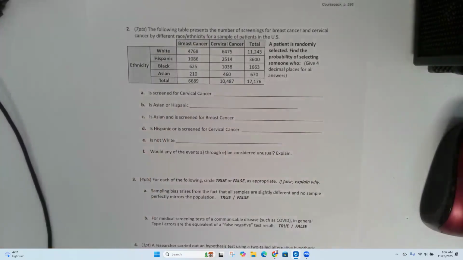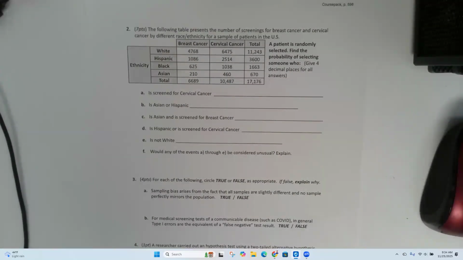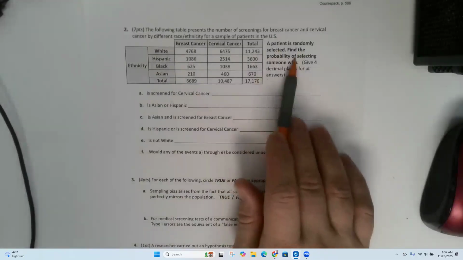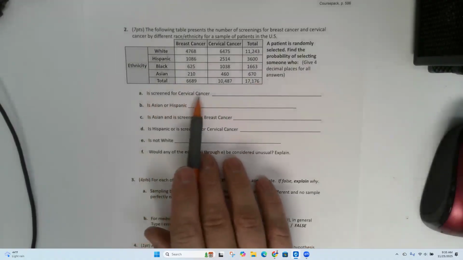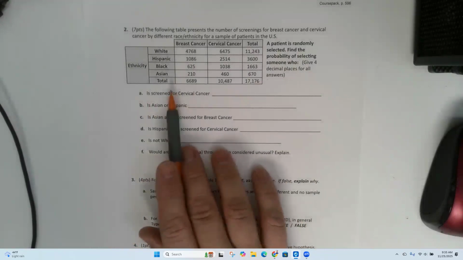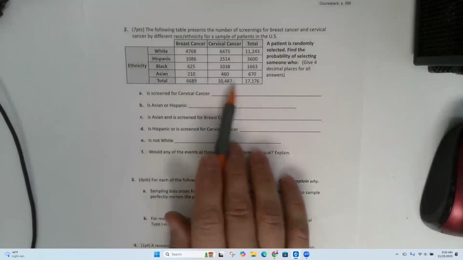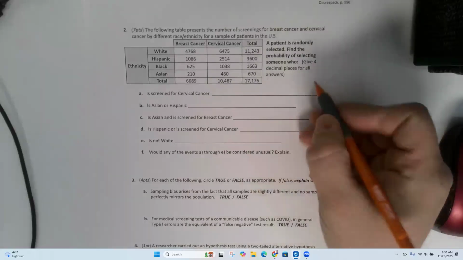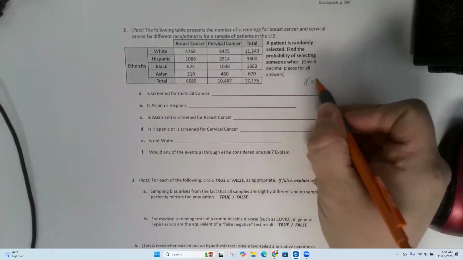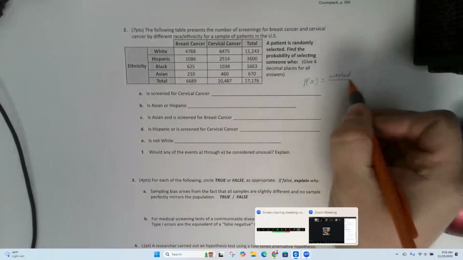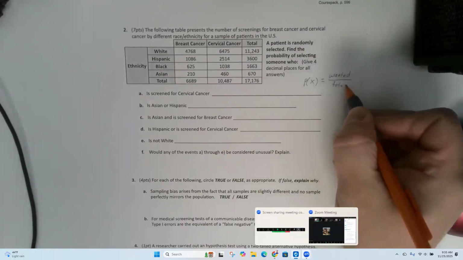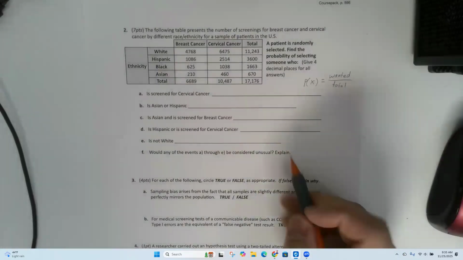The following table presents the numbers of screenings for breast cancer and cervical cancer by different race and ethnicities for sample patients in the US. A patient is randomly selected. Find the probability of selecting someone who is screened for cervical cancer. So our total is right here. Probability equals the number of wanted things, which we sometimes write as X, over the total, which we sometimes write as N, X over N.